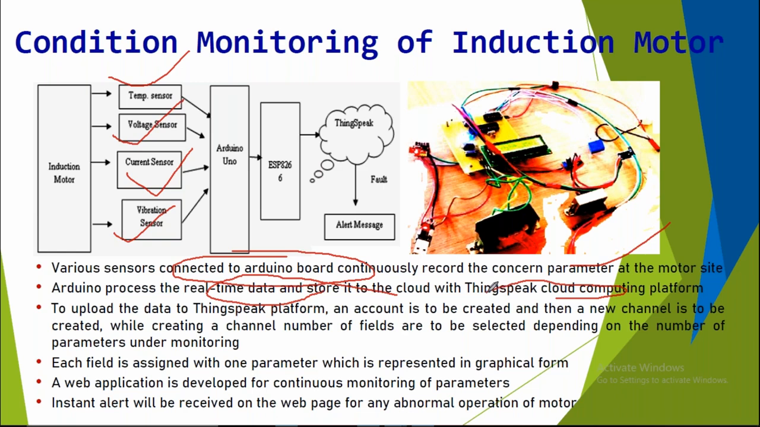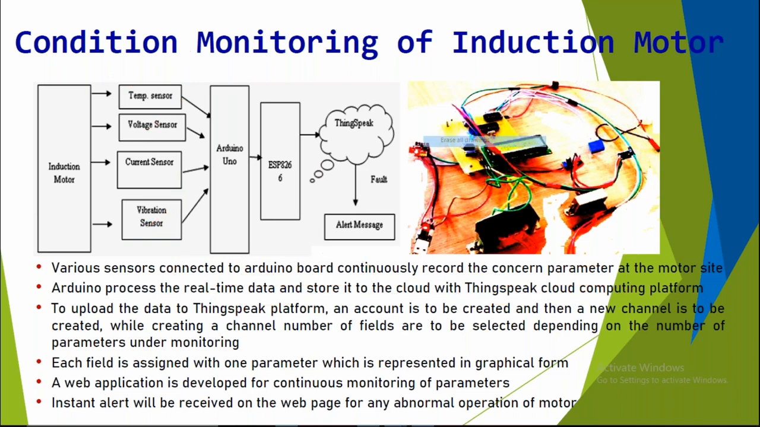And to upload the data to the ThingSpeak platform, you need to write a program. An account is to be created, and the number of people selected depends on the program. Both hardware and software, and each field is assigned one parameter. A web application is developed for continuous monitoring of parameters. So an instant alert will be received on the web page for any abnormal operation, based on data analysis and comparison.